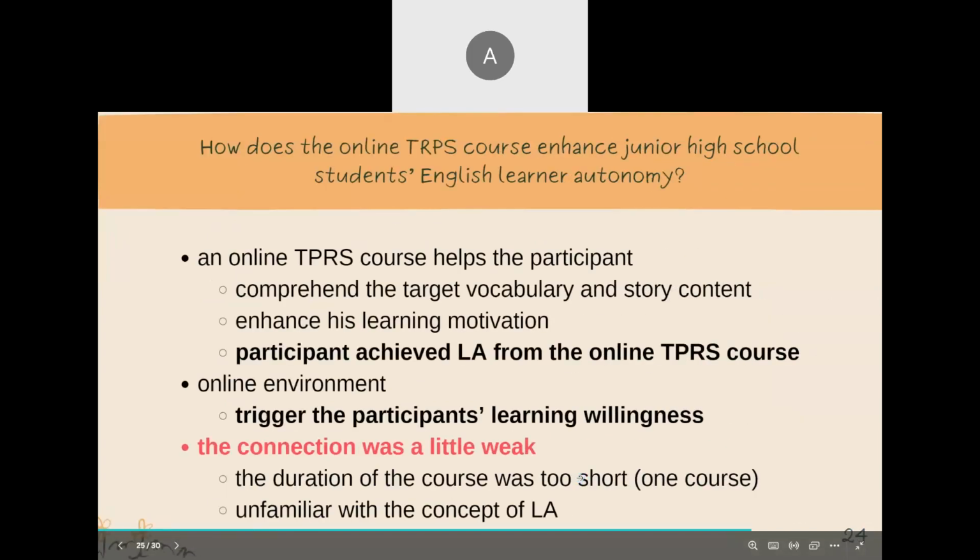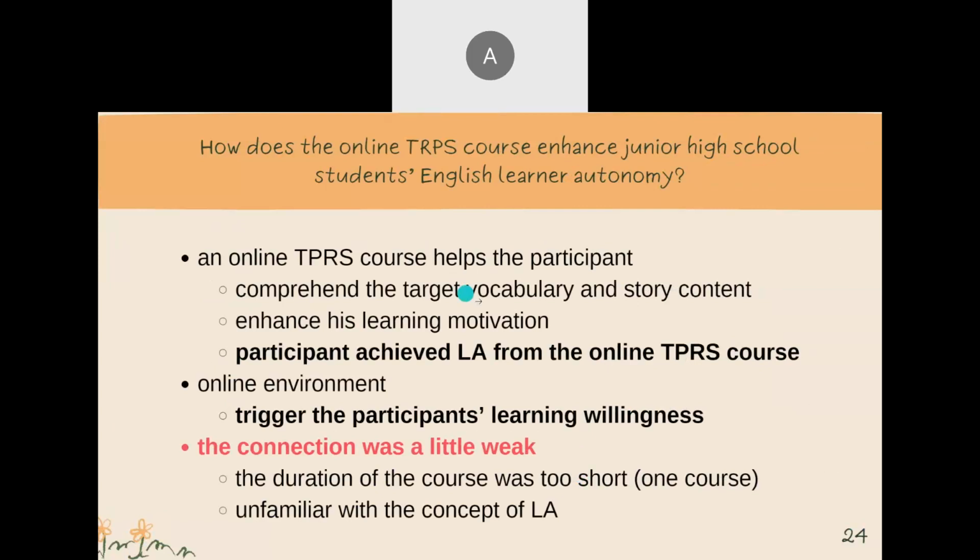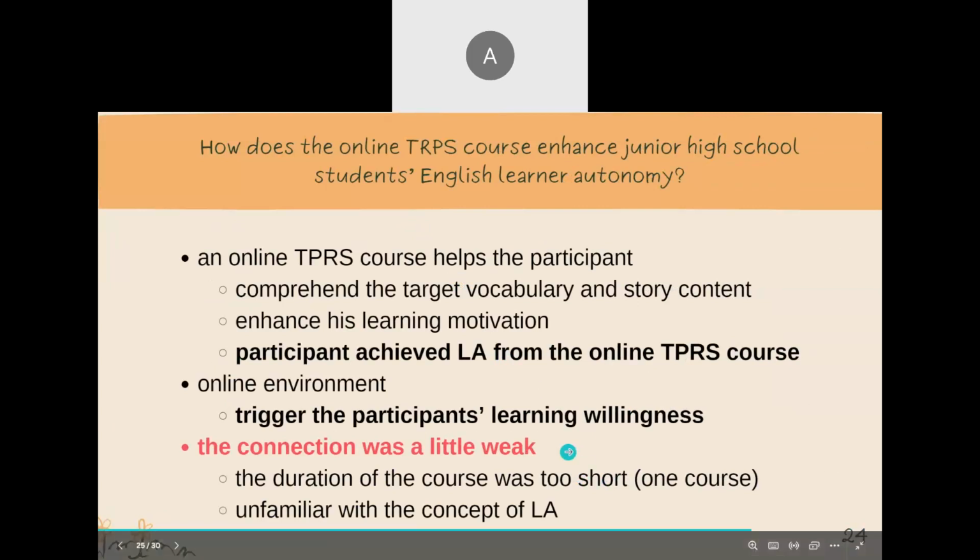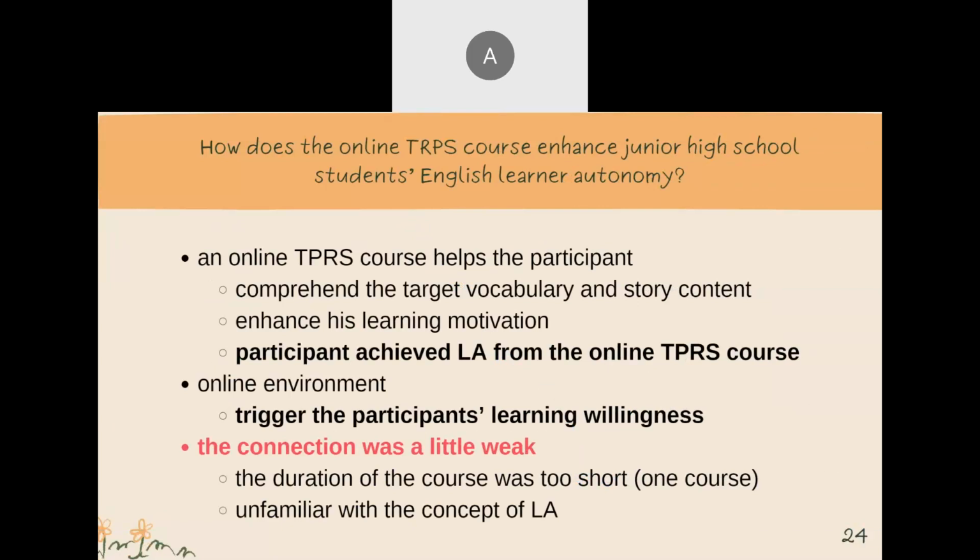So here I want to answer my research question. I think yes, the online TPRS course enhances his learner autonomy, but the connection was a little weak. Maybe because the duration of the course was too short, because I only helped him become familiar with this kind of course one time, and also he was not familiar with the concept of learner autonomy. He doesn't know what it is, so it's a little difficult for him to understand how to achieve it.